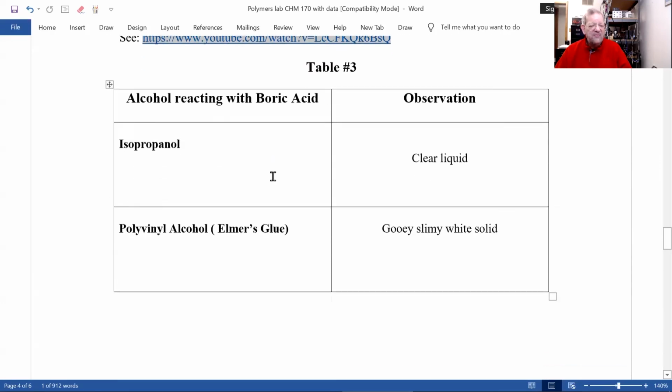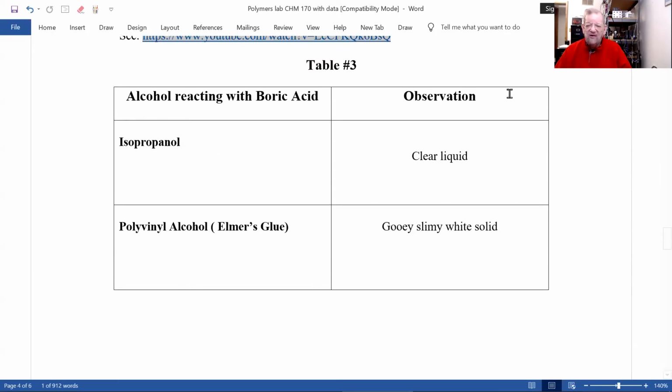And here, in the first lab, you would mix the boric acid with isopropyl alcohol, isopropanol, a simple alcohol. And when you finish, it's clear. When you take polyvinyl alcohol with the boric acid and mix them together, you get this gooey, slimy white solid, also known as monster slime.